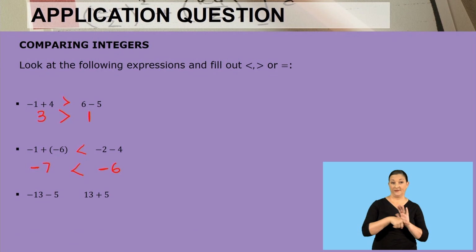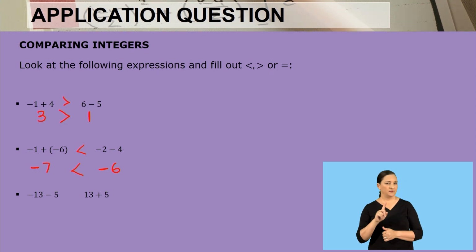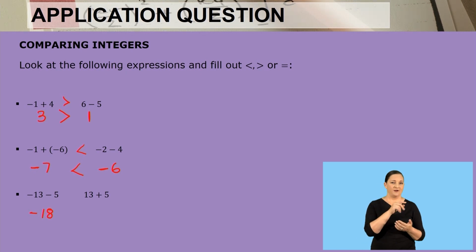Then we have -13 minus 5. So what is -13 minus 5? While you are thinking about that, we are comparing it with 13 plus 5. So what is the answer for -13 minus 5? If you have -18, you are correct. Well done to you. And we are going to compare that with +18, because 13 plus 5 is +18. So which one is bigger and which one is smaller?